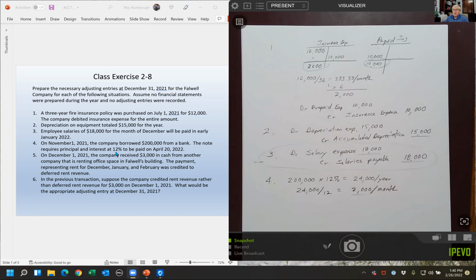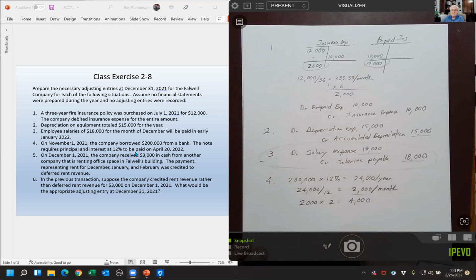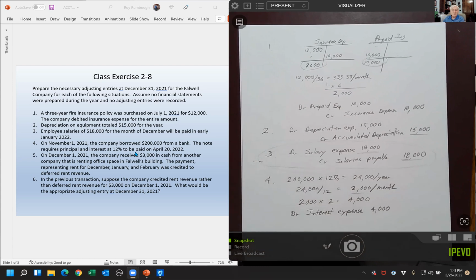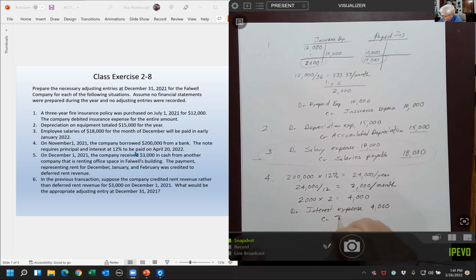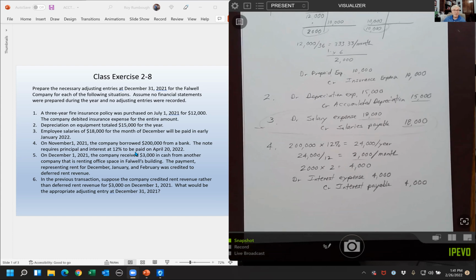Now we're trying to do the accounting for 2021. So how many months has this note been outstanding? Okay, the full month of November and the full month of December, 2 months. So I got to do 2,000 times 2, 4,000. So debit interest expense, because we had this expense for 4,000, but we're not going to pay it until April. So we have a liability. We call this liability interest payable. Easy stuff here. Okay. Number 5.